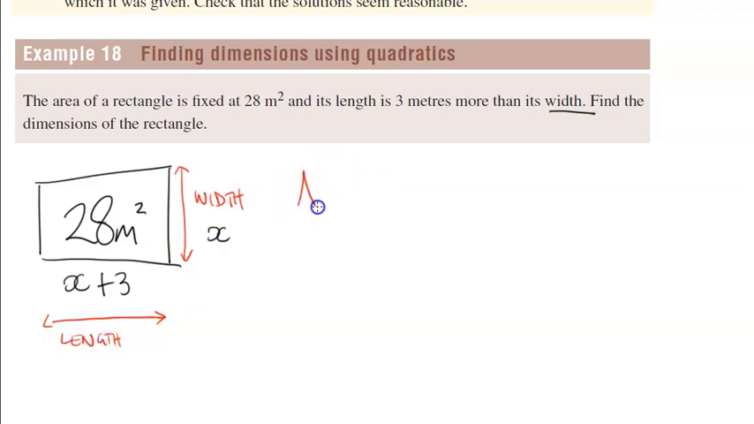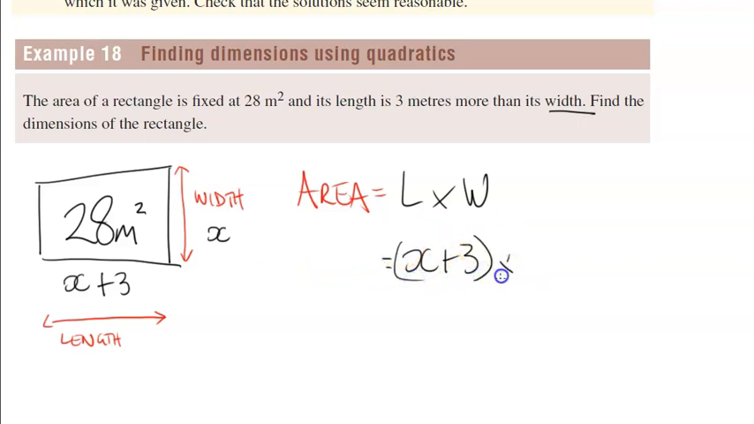So area is going to be equal to length times width. And in this case, we've defined our length to be x plus 3 and our width to be x. So our area is going to be equal to x plus 3, which is our length, multiplied by whatever the width is, which is just x. Now, we know what our area is. The area is 28 square meters. It says it at the start of the question.